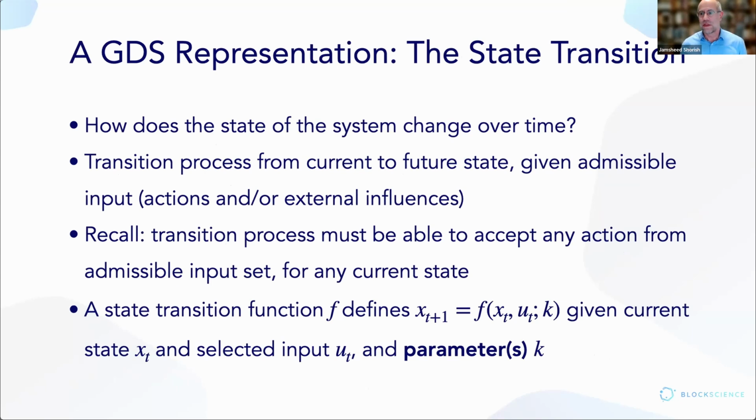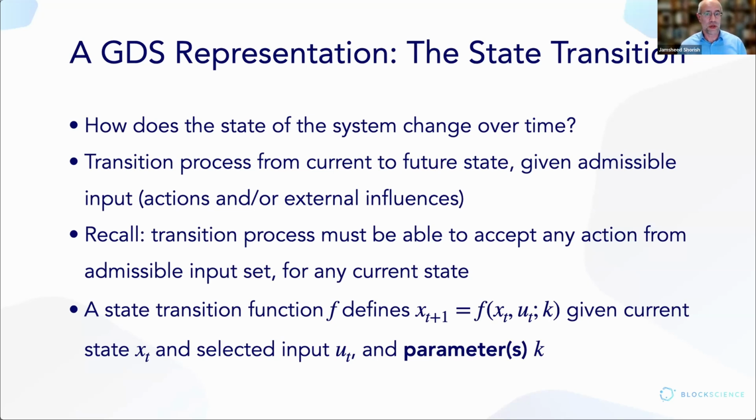Okay, so we've reached 2 out of the 3 of the triumvirate. The third one is conditional upon the fact that we're using a particular metric or a particular sufficient statistic for the state, and we have influences coming in. How does the state move? What happens? How does it change from one point to another, given the fact that we actually have this external influence and these admissible actions coming in? That transition process from the current to the future state, given the admissible inputs, is how the system moves over time. And remember, the system, the transition itself, has to be able to accept any action from the admissible input set for any of the states that it can reach.